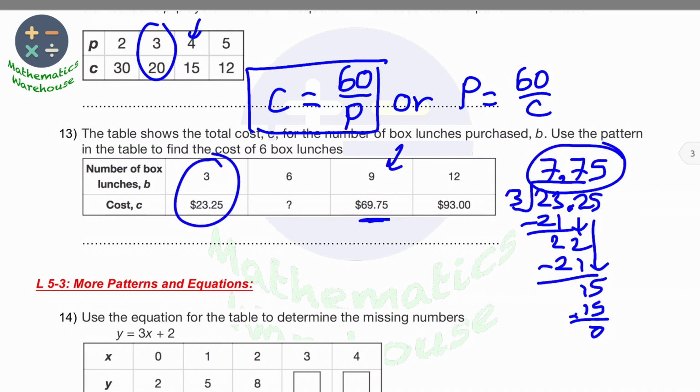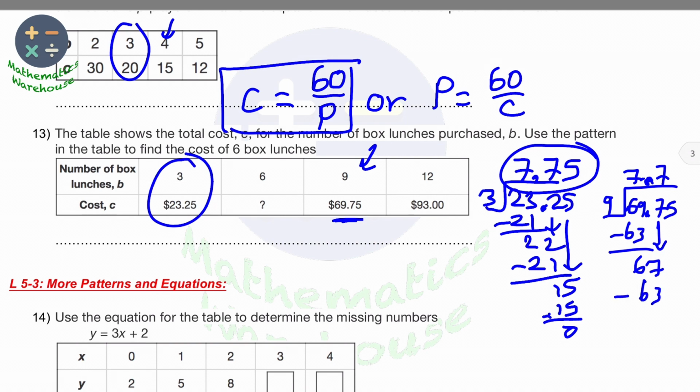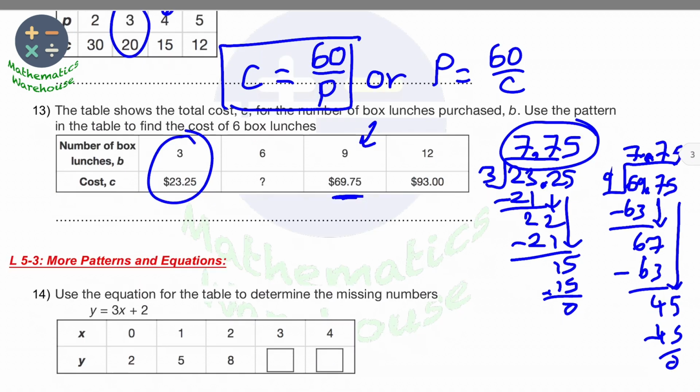To make sure, let us divide this number by 9. 69.75 divided by 9. 69 divided by 9 equals 7. 7 times 9 equals 63. Subtract, equals 6. This point up and 7 down. So now it's 67 divided by 9 equals 7. 7 times 9 equals 63. Subtract, equals 4. Bring down 5. Now 45 divided by 9 equals 5. 5 times 9 equals 45. So the answer is the same, 7.75.